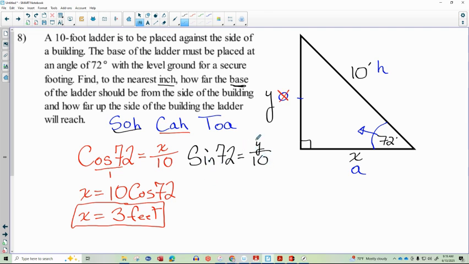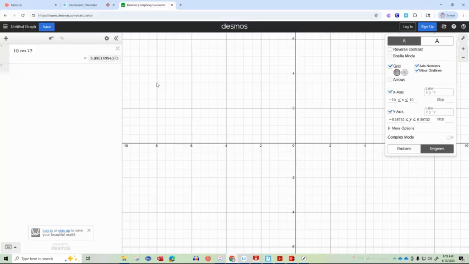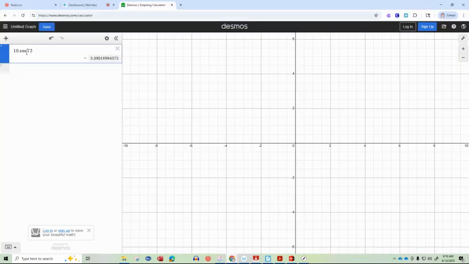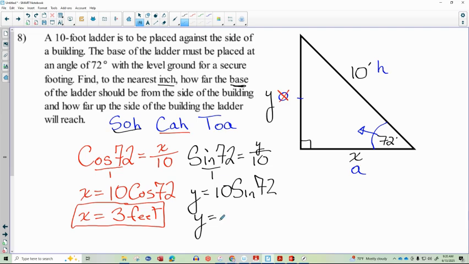Again, I end up with the variable on top, my Y on top. So I'm going to do the same thing. Cross multiply. I'm going to get Y is equal to 10 sine 72. Y is equal to, I'm going to go to my Desmos calculator. I'm just going to tap up here and change that to a sine. And I get 9.5, which will round off to 10. And there you have it.